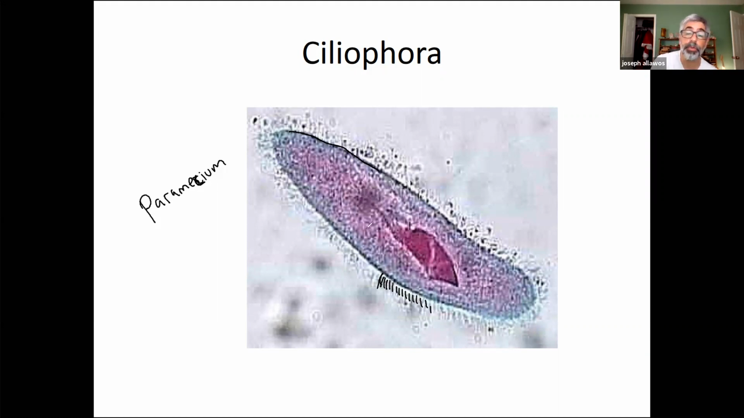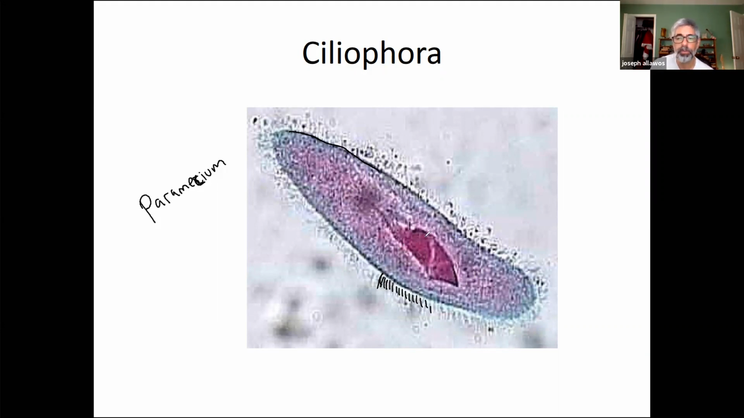It is actually really pink in color. It has some pink pigment in it. The problem with staining it is the stain would kill it, and then you wouldn't probably be able to see the cilia. So that's one of the reasons why we wouldn't stain it.